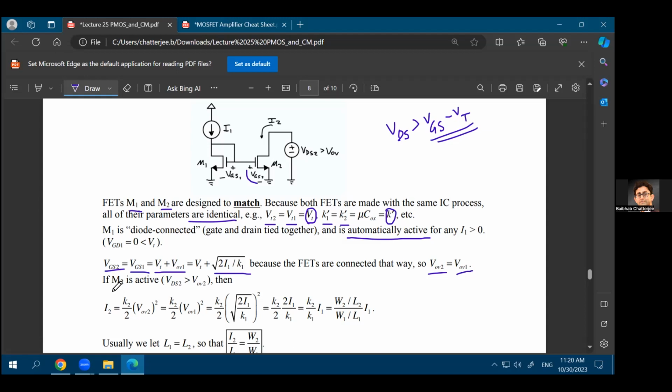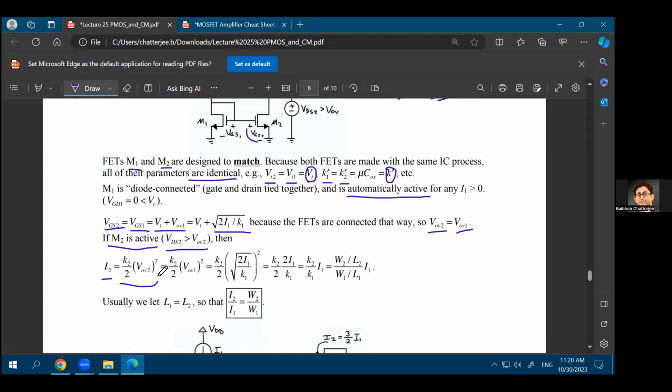Now, let's just assume that M2 is in the active region, which means that VDS2 for M2 is higher than the V overdrive 2. Then you can write the current through M2, that is I2, as K2 over 2 times V overdrive of 2 squared. Now, because V overdrive of 2 is equal to V overdrive of 1, you can write this as K2 over 2 times V overdrive of 1 squared. And you can write V overdrive of 1 as the square root of twice I1 over K1. Now we can write this as K2 over 2 times twice I1 over K1. And that gives you K2 over K1 times I1.